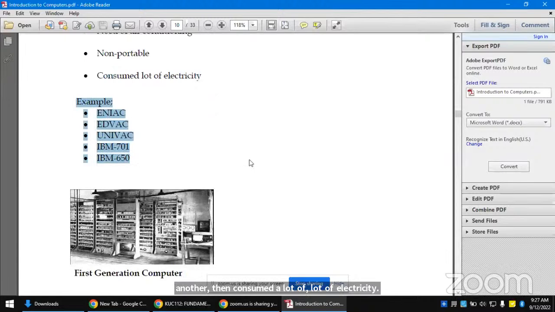So for examples of this generation, we have the ENIAC, EDVAC, UNIVAC, IBM 701, and IBM 650. So this is the first generation. You can look at it and see a photo there to help you.